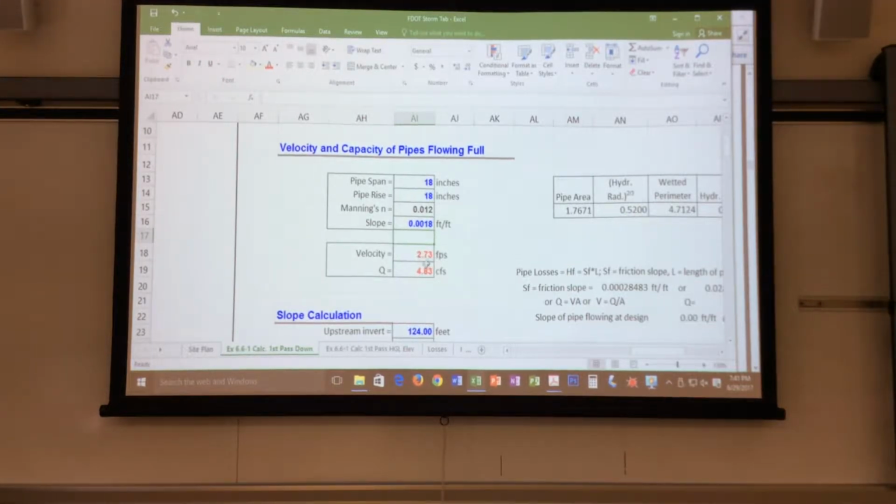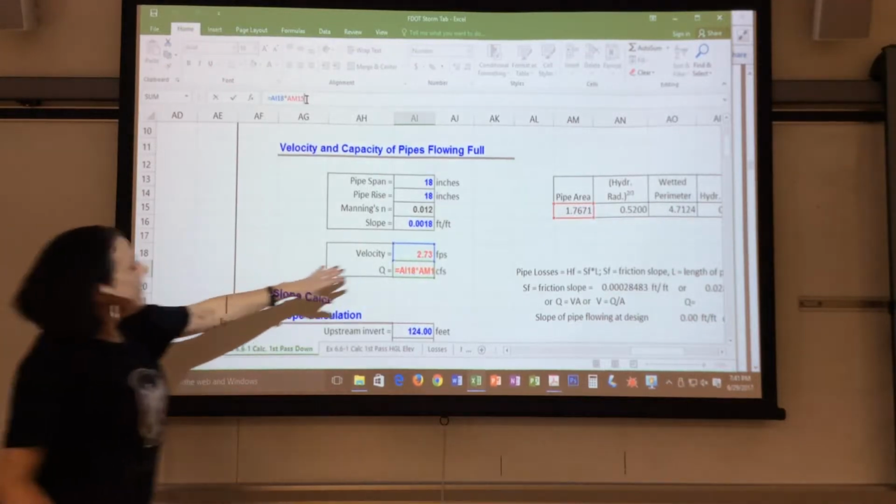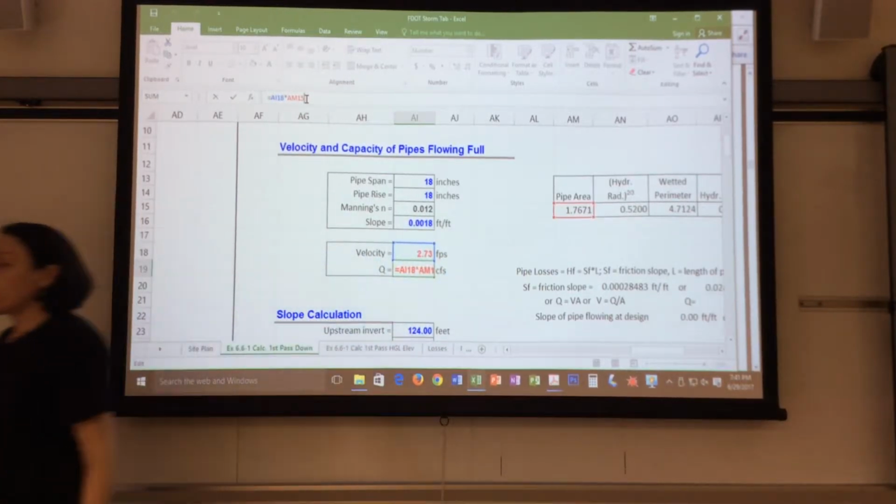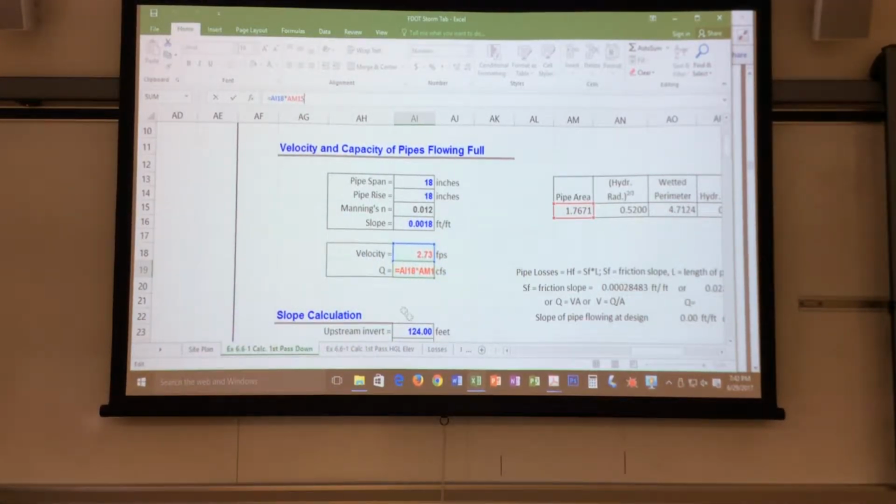It'll have a velocity of 2.7, but take a look at the formula. It's velocity times pipe area. Remember what I said about the beginning? The equations that we use, here's an example of it, Q equals VA right here, is basically the continuity equation. So we'll be using that a lot in these formulas.